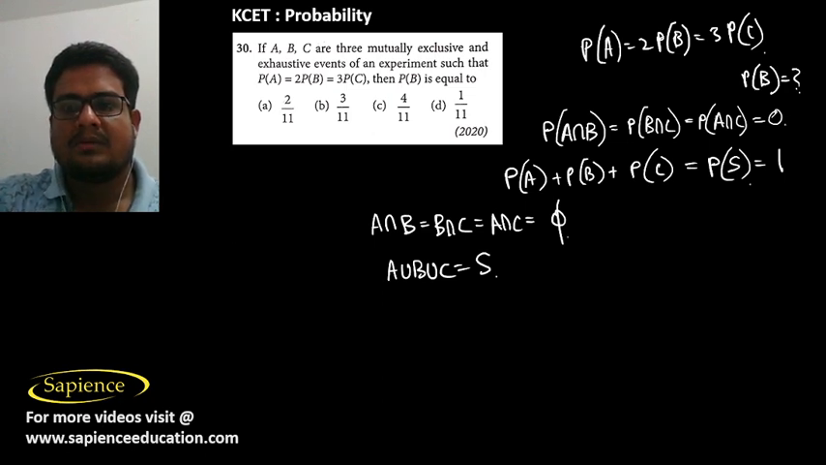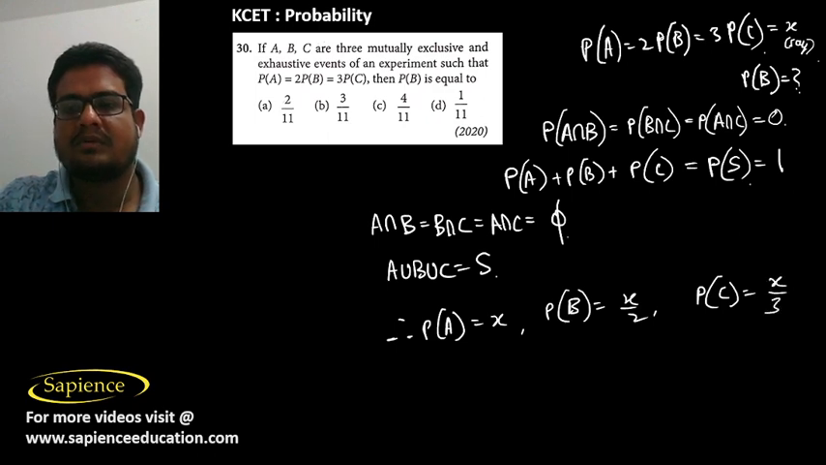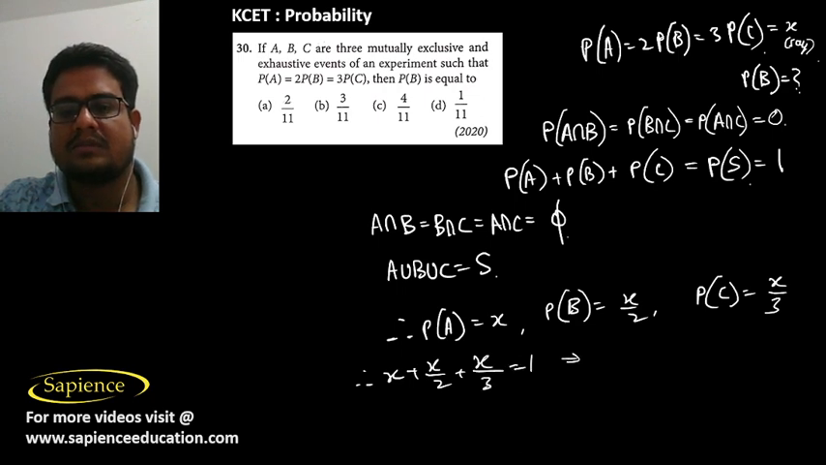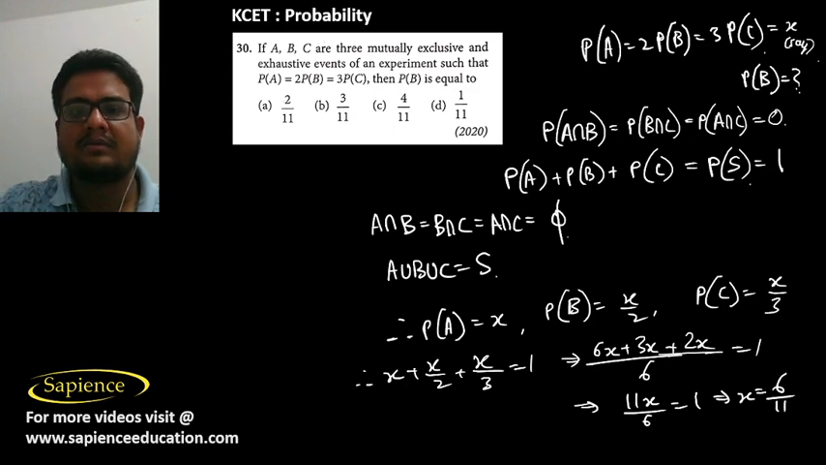So now let us take this as x, suppose. Therefore the probability of A is x, P of B is x by 2, and P of C is x by 3, and their sum should be equal to 1. So x plus x by 2 plus x by 3 is equal to 1. Taking the LCM, that is 6, it will be 6x plus 3x plus 2x, that is 11x by 6, equal to 1. So x is equal to 6 by 11.